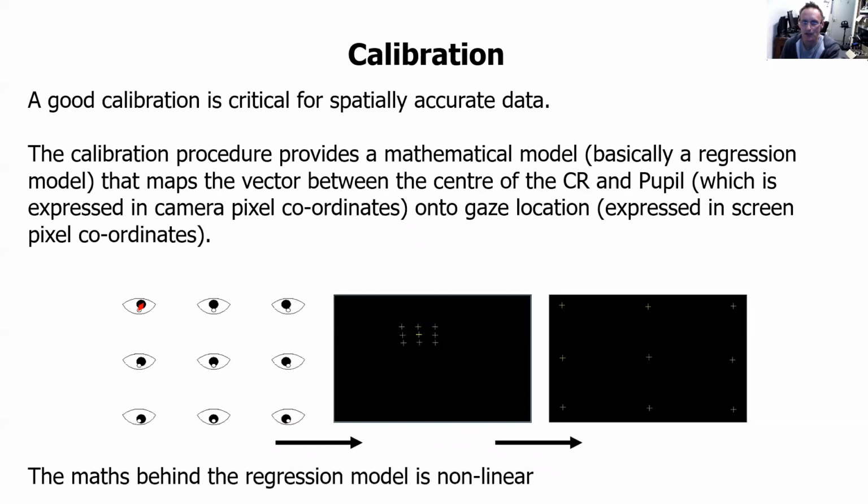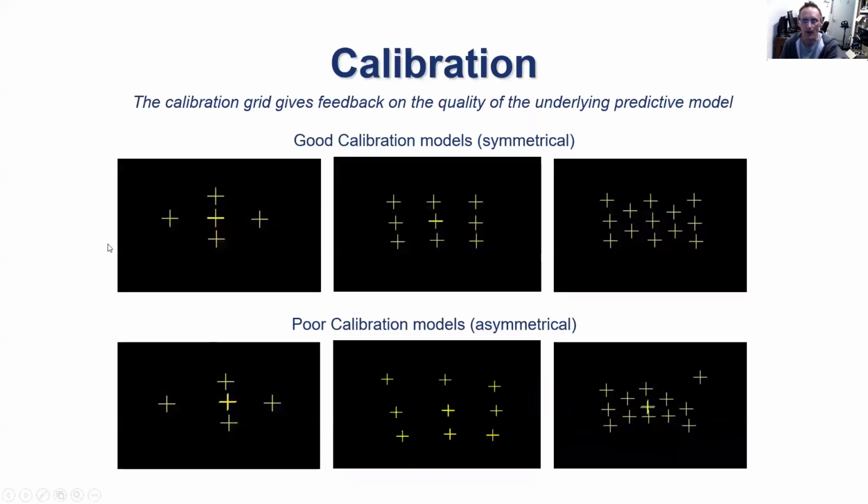What is a good regression model? It's basically one that looks nice and symmetrical. So whether you're doing 5, 9, or 13 points, you should be looking at the end of your calibration for a grid of plus signs that looks something like this. If you're seeing something like this, or often you'll get something like this. This is classical corneal smearing, somebody rotating their eye too far. Then you'll be able to validate.